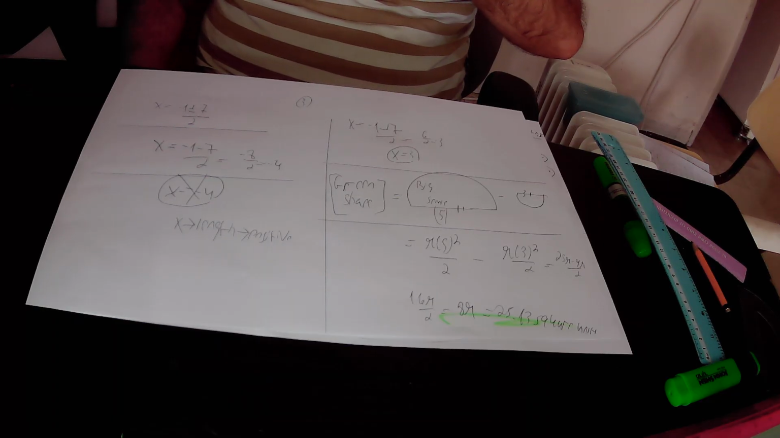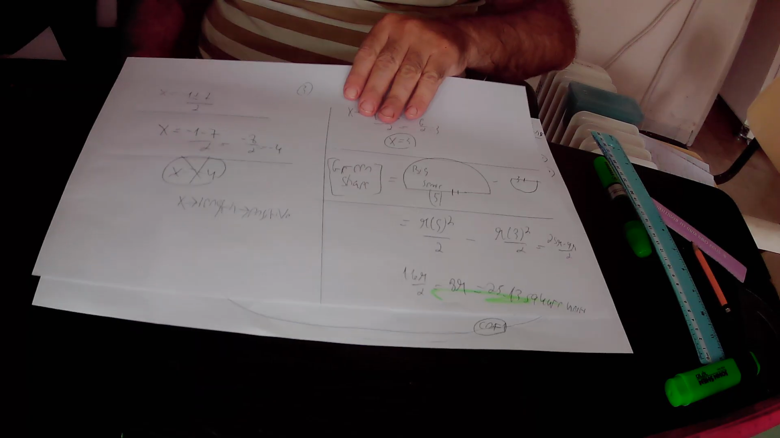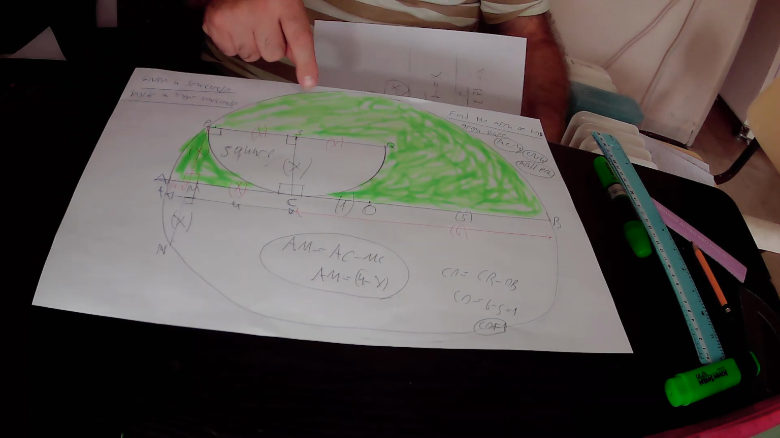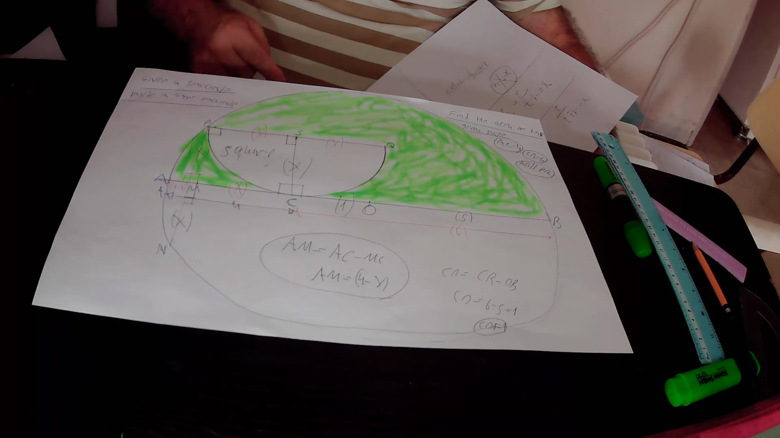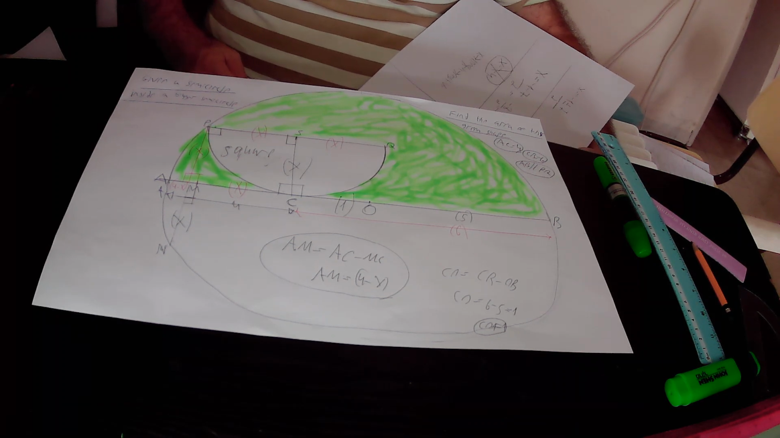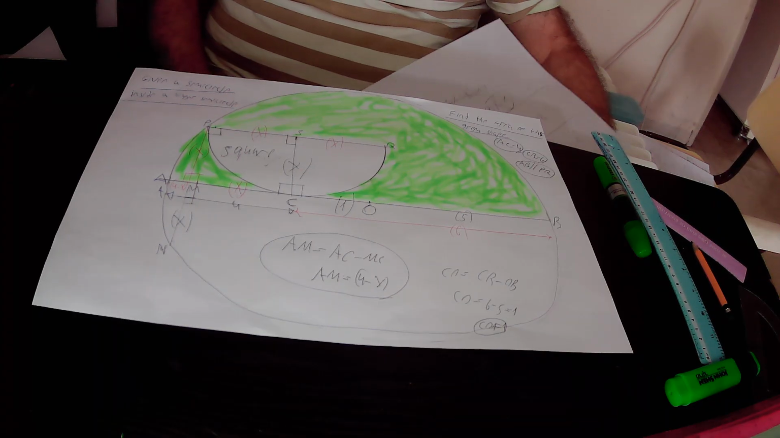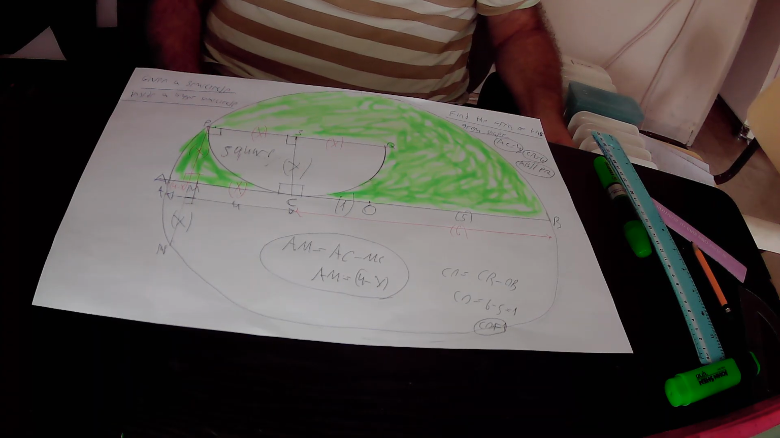8 pi in terms of numbers is equal to 25.13 square units in size. So in total, the area we are looking for in this question, the area of this green shape, is equal to 8 pi square units. In terms of numbers, it is equal to 25.13 square units in size. Okay, thank you very much.